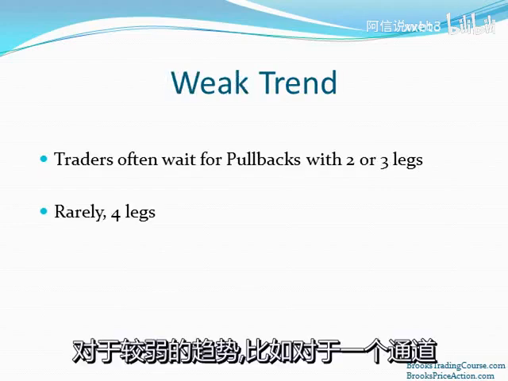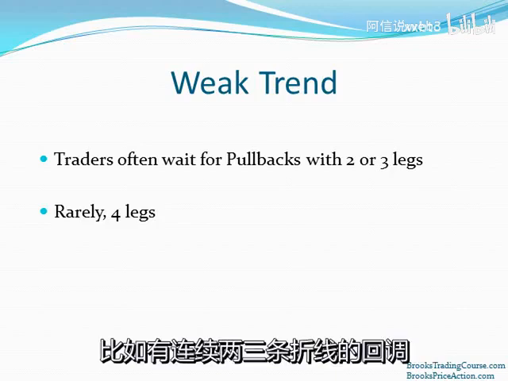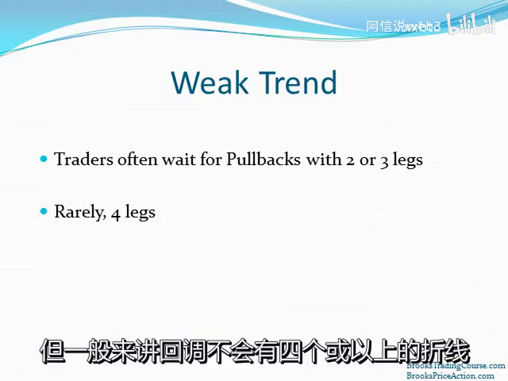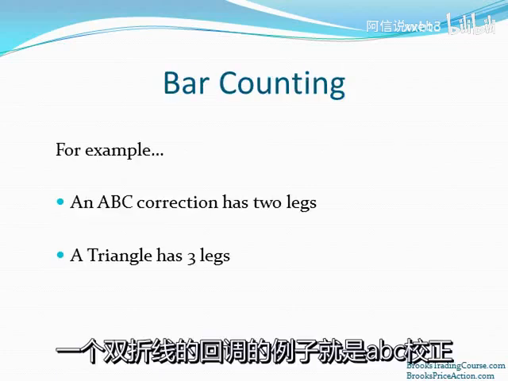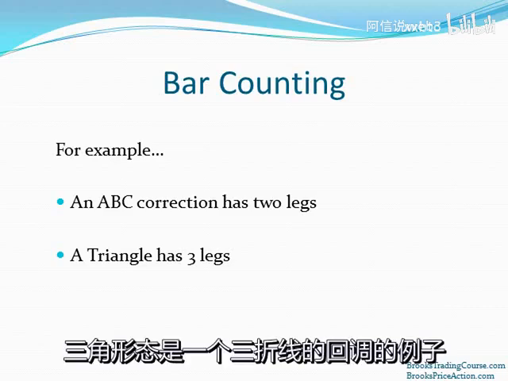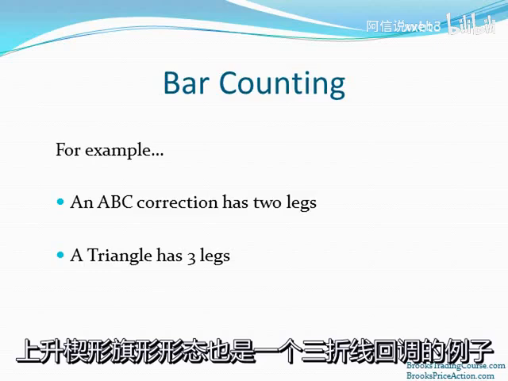In a weak trend, for example in a channel, traders often wait for bigger pullbacks, like pullbacks that have 2 or 3 legs down. Rarely a pullback will have even 4 legs down. An example of a 2-legged pullback is an ABC correction. A triangle is an example of a 3-legged pullback. A wedge bull flag is another example of a 3-legged pullback in a bull trend.